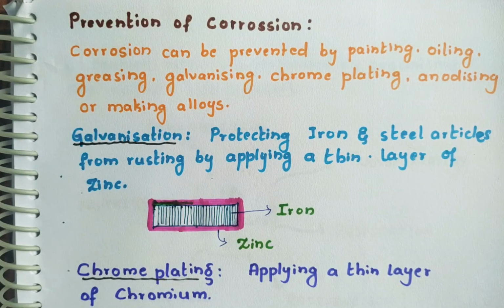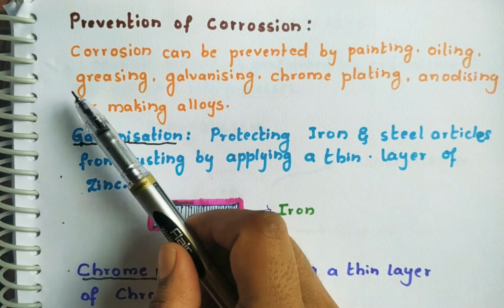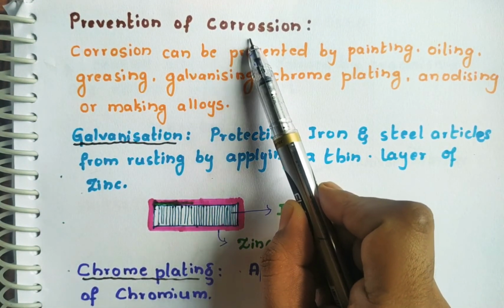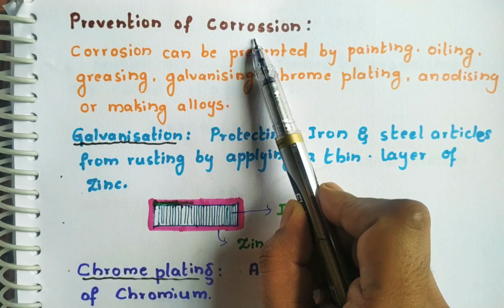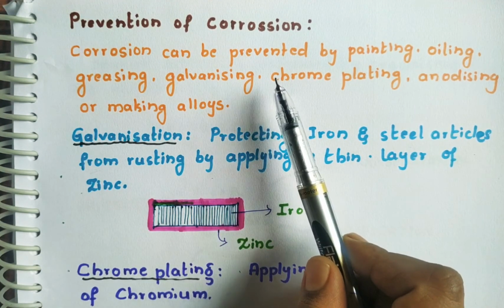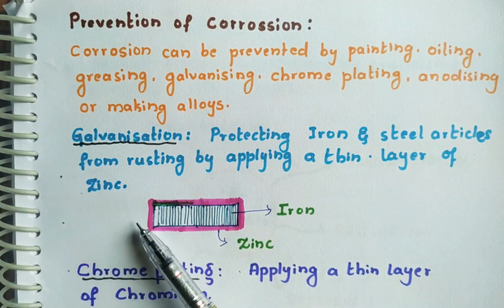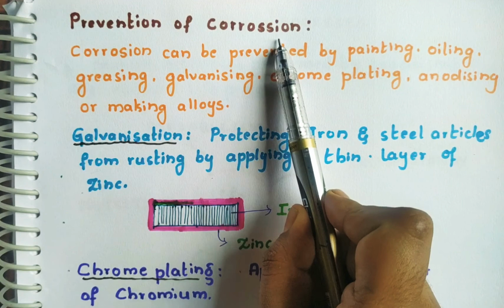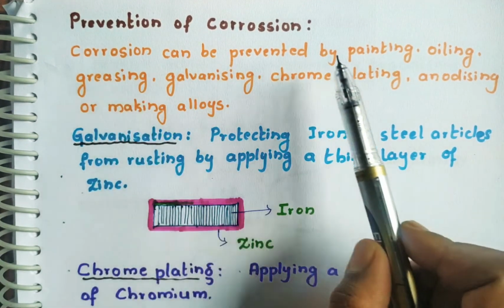Students, let us see the different ways through which we can prevent corrosion, because corrosion leads to the deterioration of metal articles by converting them into their oxides, sulfides and carbonates. We don't want to lose or spoil our metal articles. That's why we have to prevent the corrosion of metals. So how can we prevent corrosion?